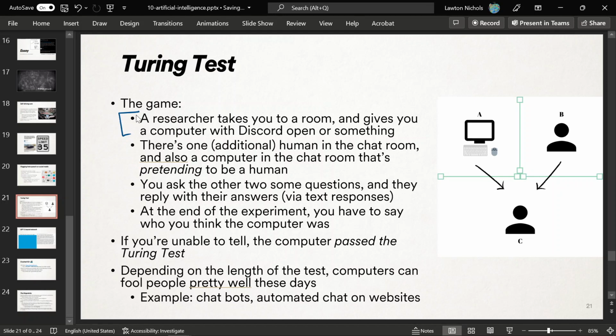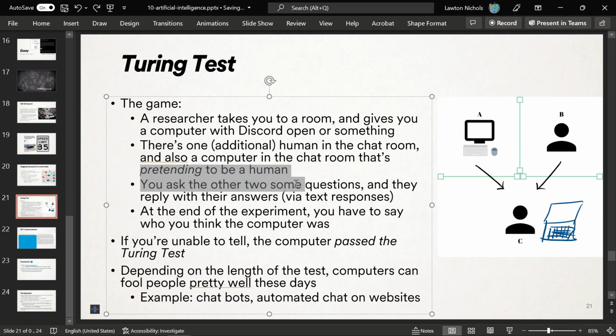A researcher is going to come and take you to a room, and they're going to give you a computer with some kind of chat software, something like Discord, okay? And so you're in a room all alone, you're person C down here, and you're on your computer, you've got Discord open, and you're chatting away. You have been told that there are two things in the chat room that you're able to talk to. There is one human, person B, who's talking to you on Discord, and then there is also a computer talking to you. Okay, that's the game.